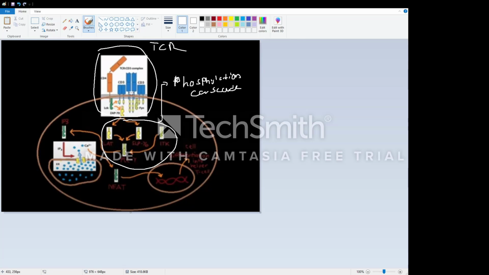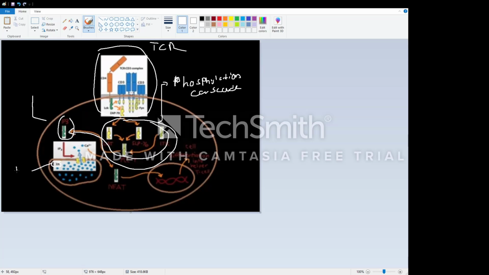And by doing this, they make a ligand. So this is our ligand IP3, which is also a kinase protein. Okay, so what's going on here is that our ligand IP3, which is a kinase protein, is going to travel to the ER.